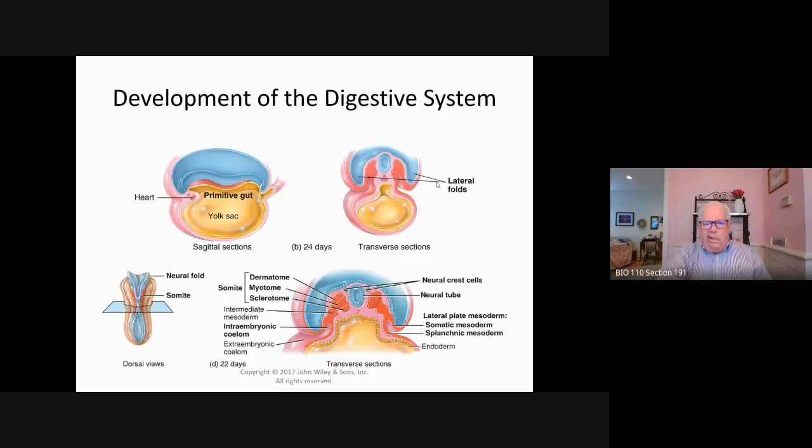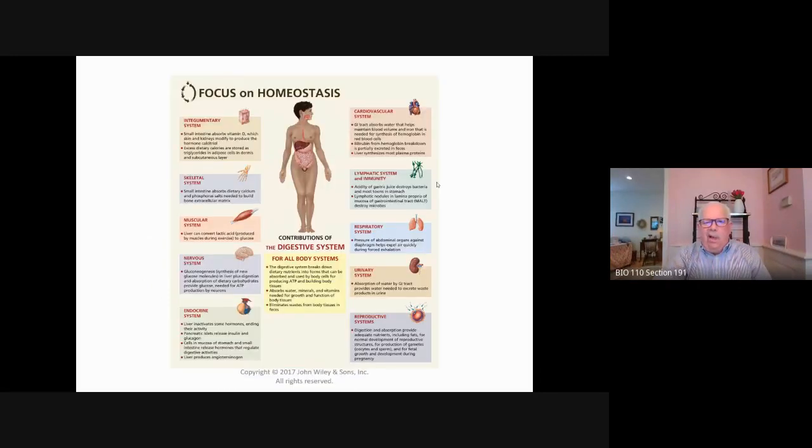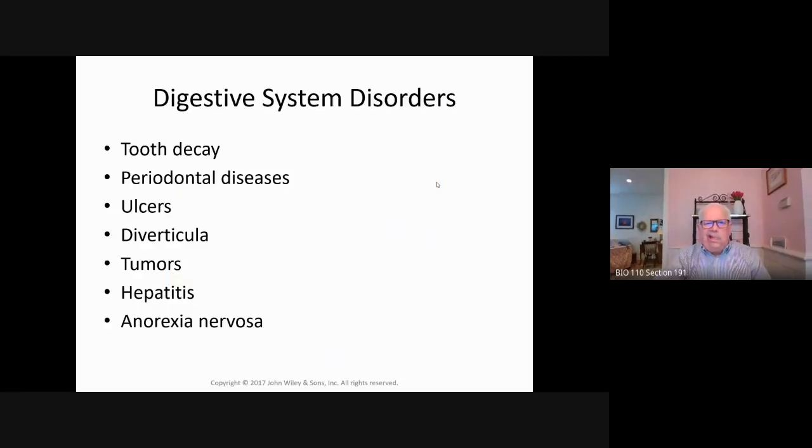No, I'm not going to talk to you anything about embryology. That's not important. What happens when you age? Everything doesn't work like it should. Everything doesn't work like it should. That's for sure. I can guarantee you that. And these are some of the homeostatic mechanisms. And here are some of the diseases. I'm probably going to talk about some of the diseases that I didn't give you a PowerPoint on. But someone is going to talk about hepatitis, and someone's going to talk about colon cancer also.